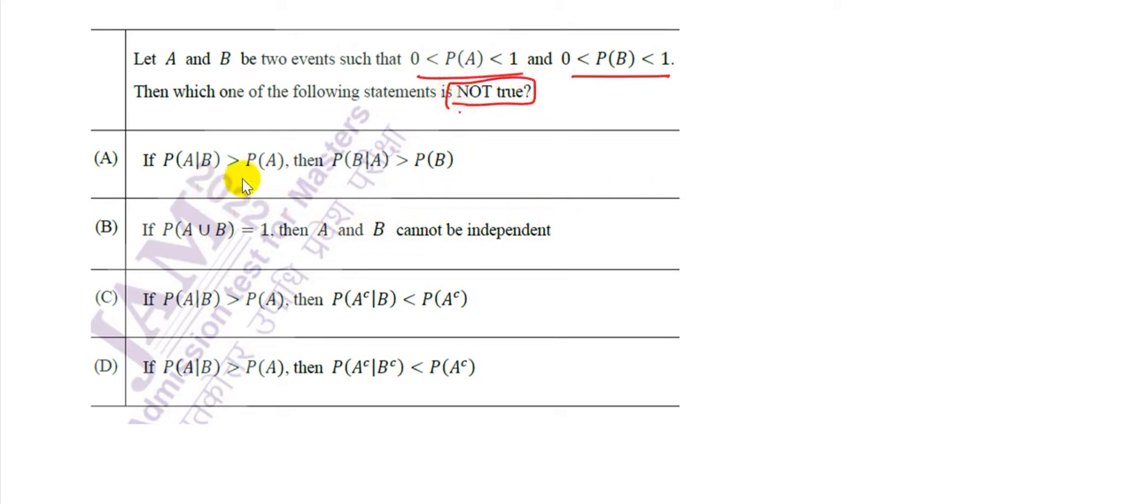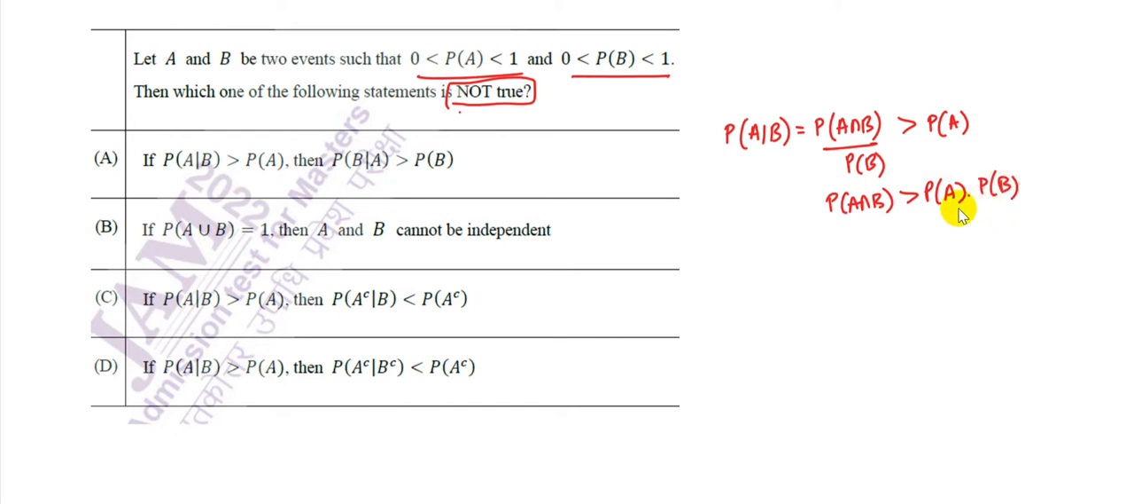So the first one, if probability of A given B is greater than probability of A, that means probability of A given B is probability of A intersection B by probability of B, and this is greater than probability of A. So probability of A intersection B will be greater than probability of A into probability of B. So therefore probability of B given A will be probability of A intersection B by probability of A, which will be greater than probability of B. So this one is correct. We have to find the one that is not correct.